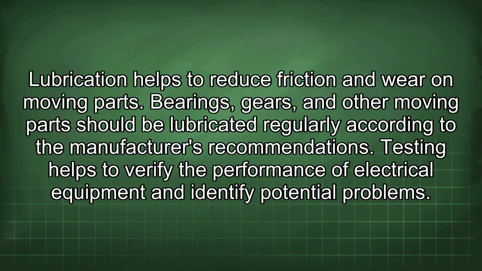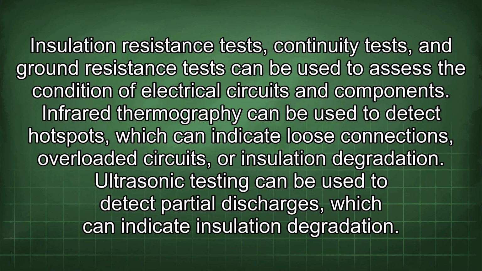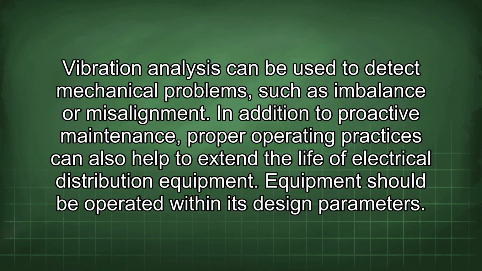Testing helps to verify the performance of electrical equipment and identify potential problems. Insulation resistance tests, continuity tests, and ground resistance tests can be used to assess the condition of electrical circuits and components. Infrared thermography can be used to detect hotspots, which can indicate loose connections, overloaded circuits, or insulation degradation. Ultrasonic testing can be used to detect partial discharges, which can indicate insulation degradation. Vibration analysis can be used to detect mechanical problems such as imbalance or misalignment.